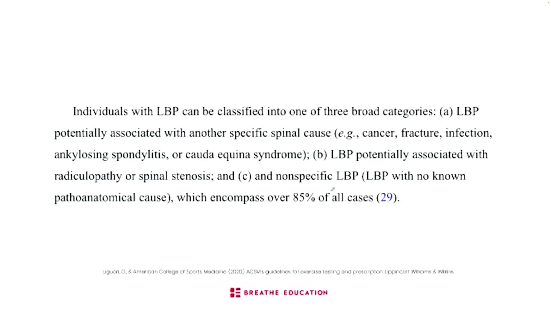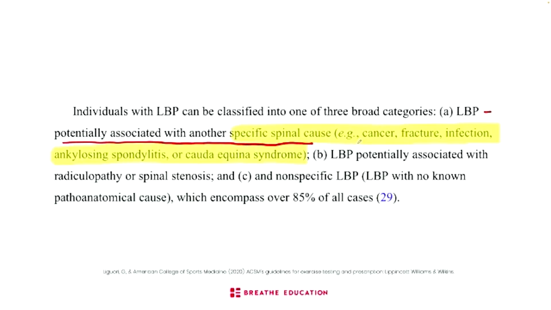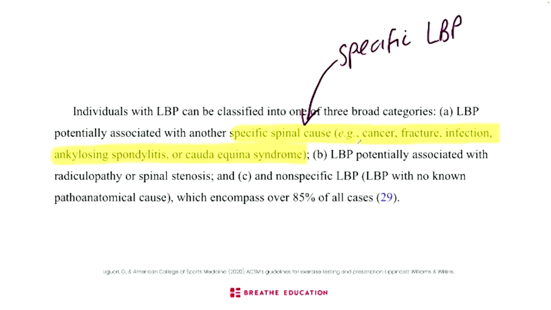Further, ACSM, individuals with low back pain can be classified into one of three broad categories. Low back pain potentially associated with another specific spinal cause, e.g. cancer, fracture, infection, ankylosing spondylitis, or cauda equina syndrome. All right, so this is the definition of the word specific that I'm using in this context. And this is the generally agreed medical definition of the word specific in relation to low back pain.